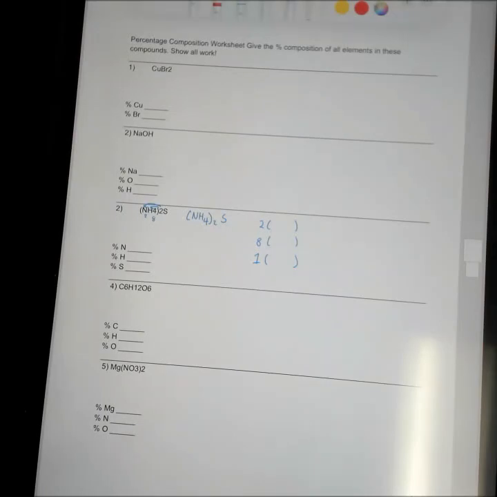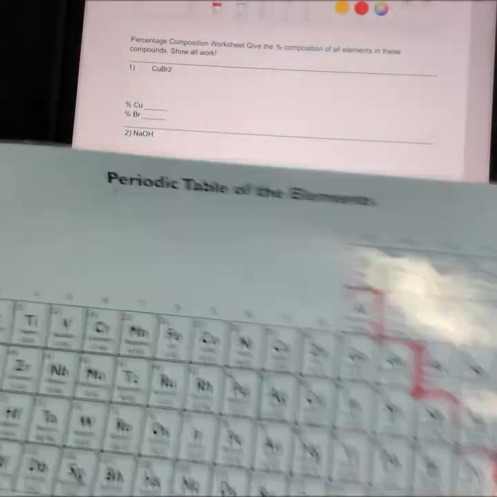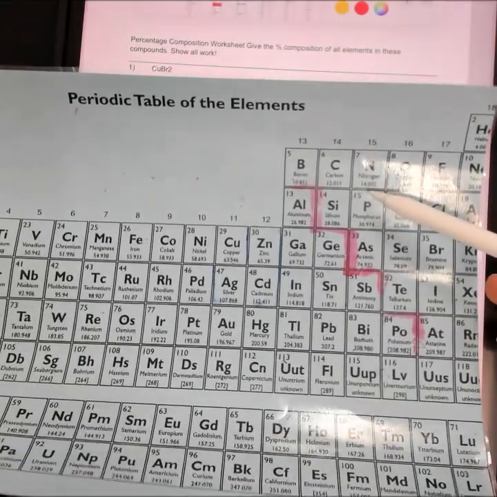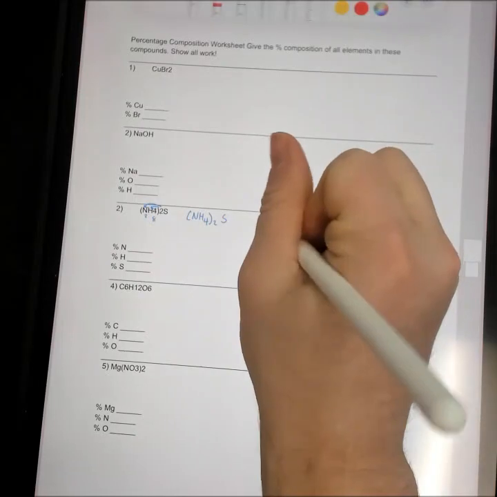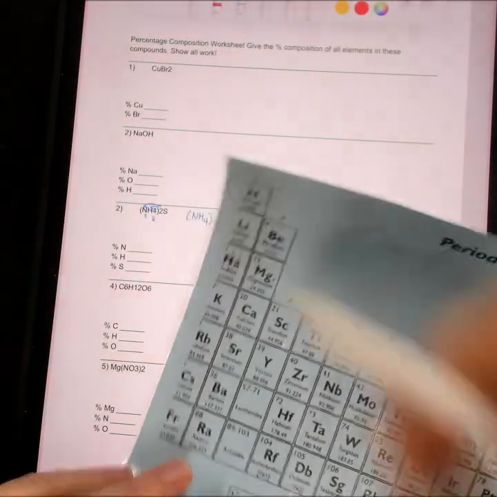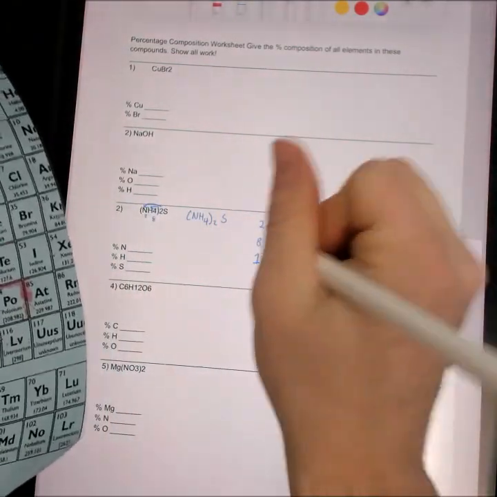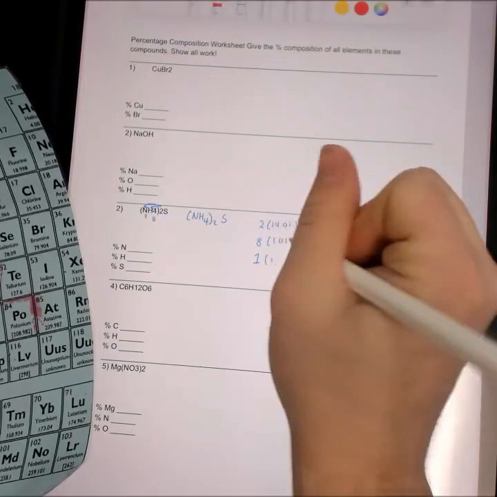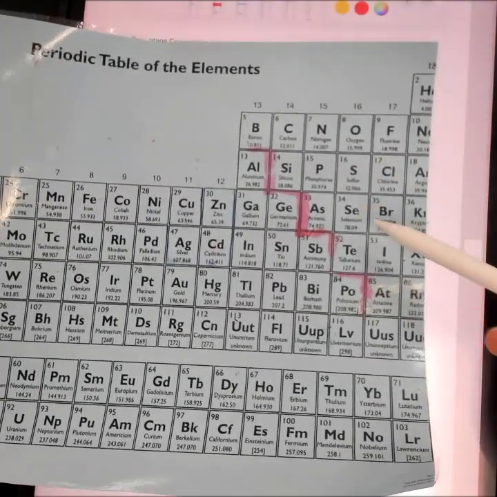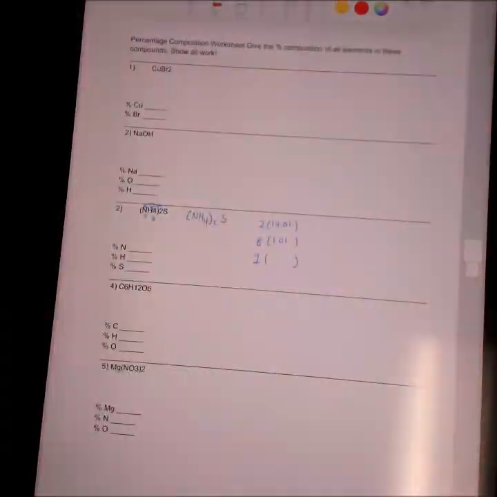So next I find the mass of each. For nitrogen, on the periodic table at the very bottom, you see the mass is 14.01. Remember, round to 2 decimal places. For hydrogen, our mass is 1.01. Then finally, our last weight for sulfur, S is 32.07.